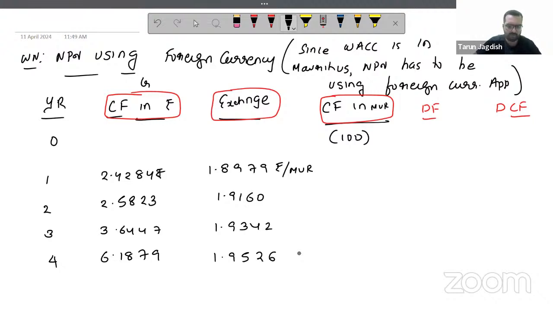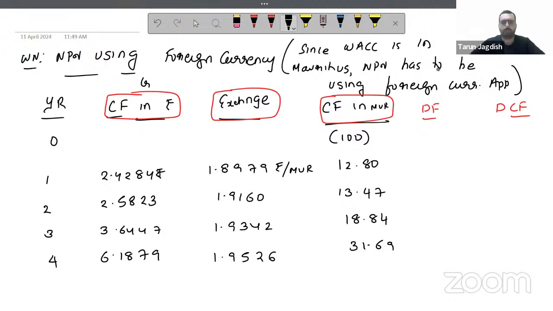2.4284 divided by 1.8979 will be 1.2795, into 10 to convert into million, so 12.80. 2.5823 divided by 1.9160 into 10 is 13.47. 3.6447 divided by 1.9342 into 10 will be 18.84. Then 6.1879 divided by 1.9526 into 10, that is 31.69.